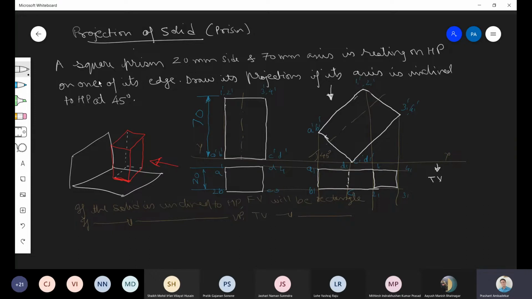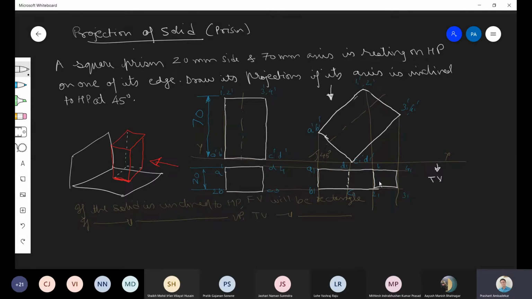A question says a square prism. Now, when you are solving a sum on prism, it can be of any shape: square, triangle, pentagon, hexagon, anything. Remember that always one view will be a rectangle like this, and the other view, that is this view, will be the shape of the prism. If it is square, then this will be square. If it is triangle, then this will be triangle.